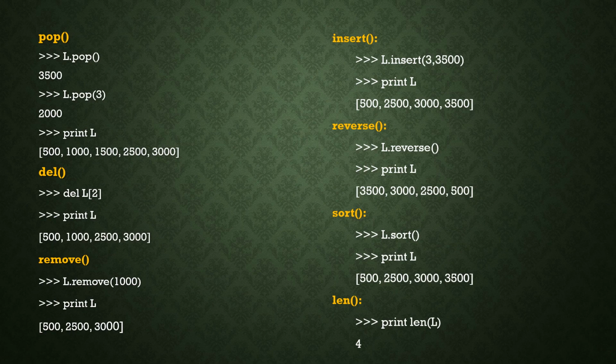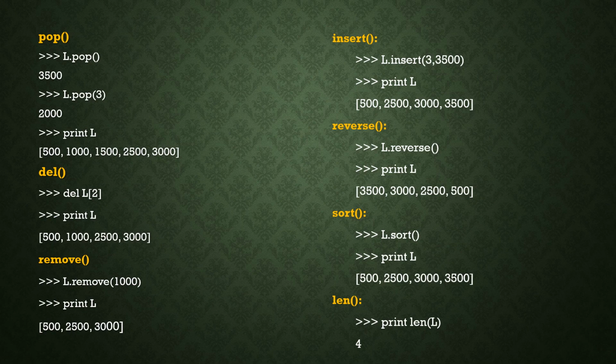And the reverse function, L.reverse(). What happens is it will reverse the values. Already it is in ascending order, so reverse order means it will be displayed in descending order. Descending order in the sense of index values, so index value descending order will be applied here. So that is reverse. Reverse means opposite order will be displayed.